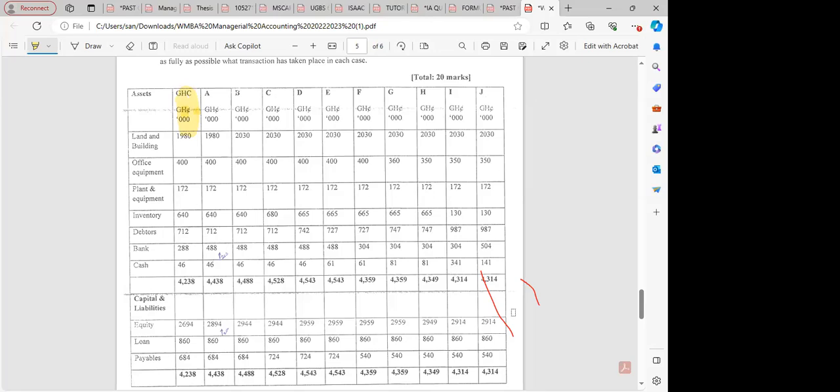Okay. Then we can see equity moving from 2949 to 2914. So meaning equity has also gone down. Equity has gone down by how much? 35,000. 35. Okay. For the effects or so, inventory is what you sell, right? What you sell has gone down 535.